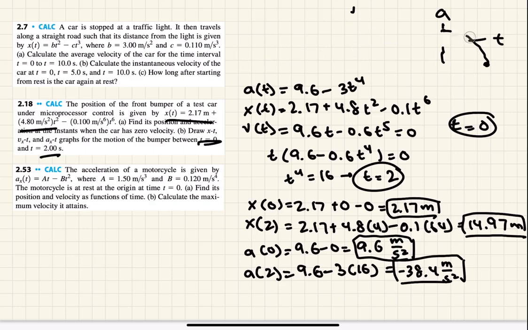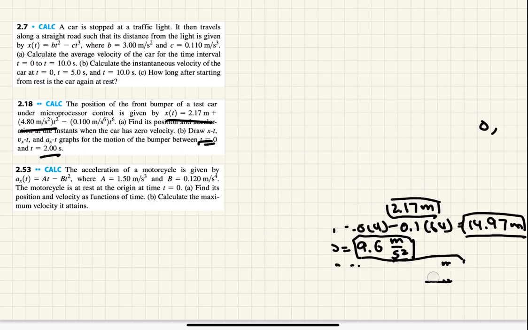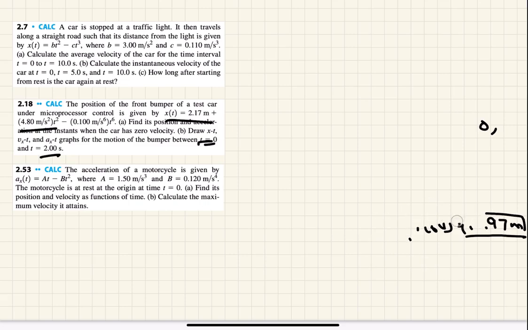Pretty long problem, actually. The third problem shouldn't be as bad. It is also a problem where we're given an equation. That's going to be basically all of these non-uniform motion problems. The acceleration is given by this. So instead of giving the position equation, they're giving us the acceleration equation. And they give us the values. The motorcycle is at rest at origin, blah, blah, blah. Find the position and velocity as functions of time. Calculate the maximum velocity it attains.